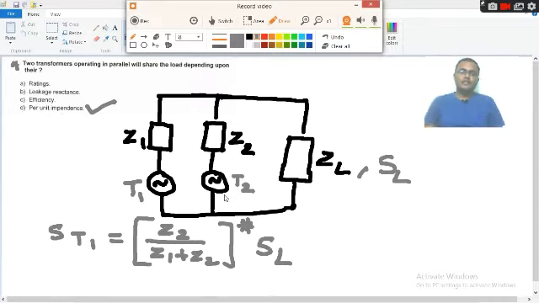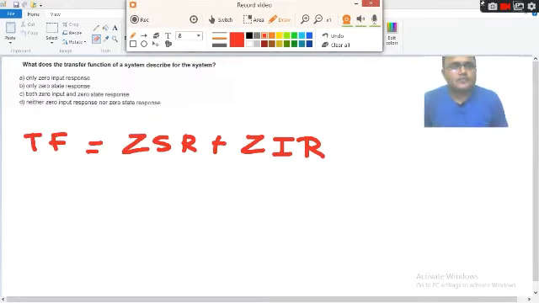So now we can easily conclude that the kVA which is shared by individual transformers is depending upon the per unit impedances. So therefore the correct answer is the option D. Here the kVA which is shared by the transformers to the load is depending purely on the per unit impedances. As the transfer function of system described for the system.